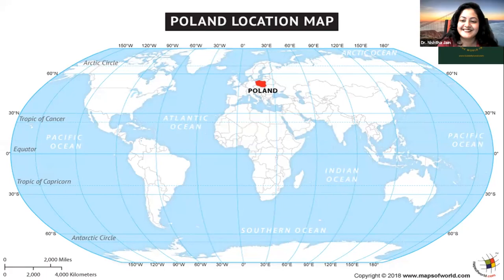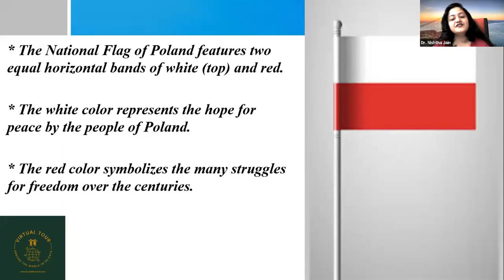Now, the flag of Poland. So, this is similar to which flag? The flag of Indonesia. Yes, Indonesia. This is an inverted one. The Indonesian flag is inverted as compared to this. So here the national flag of Poland features two equal horizontal bands of white and red. Here is the white band and here is the red band. That's all. Nothing else is there in the flag.